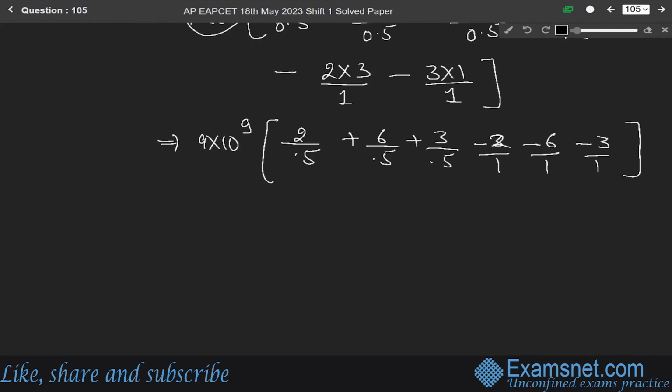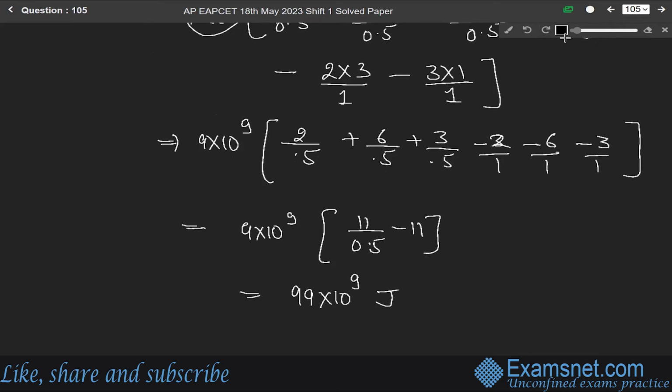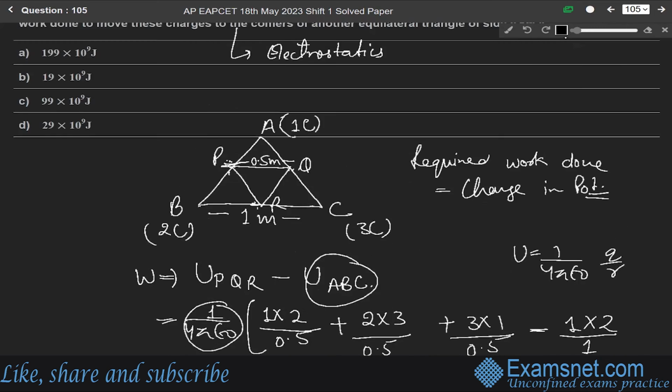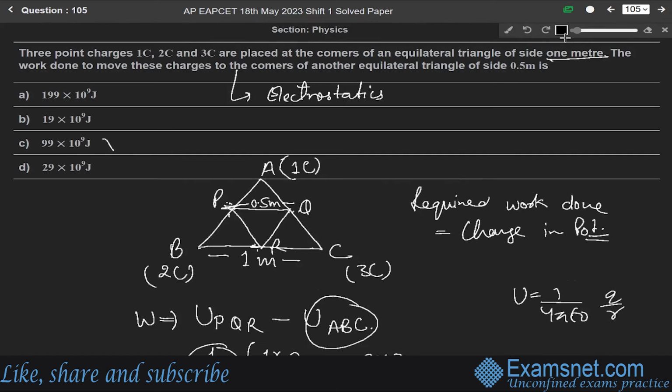So solving it, we get 9 into 10 to the power 9, 11 over 0.5 minus 11. Okay. So now it will be equal to 99 into 10 to the power 9 joule. So total work done will be 99 into 10 to the power 9 joule. So our correct answer is option C.